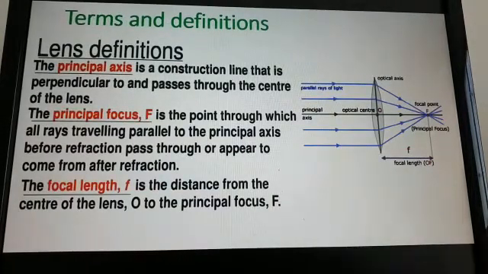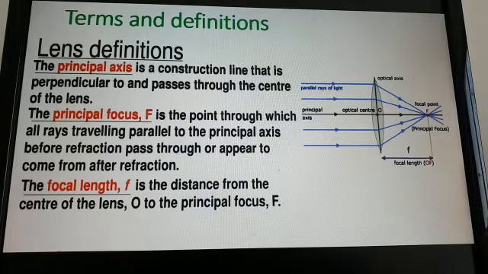Now these definitions you should remember. The principal axis is a conventional line that is perpendicular to and passes through the center of the lens. This black line, the middle line, is called the principal axis. And what is the principal focus? F is the point through which all rays traveling parallel to the principal axis before refraction pass through, or appear to come from after refraction. And this is the focal point or the principal focus.